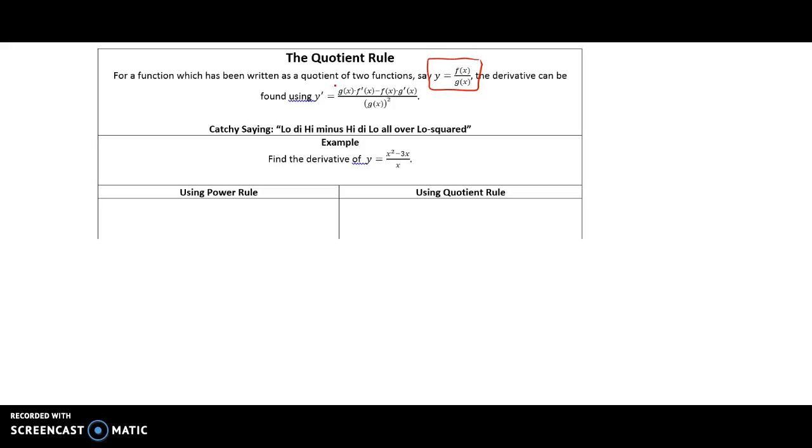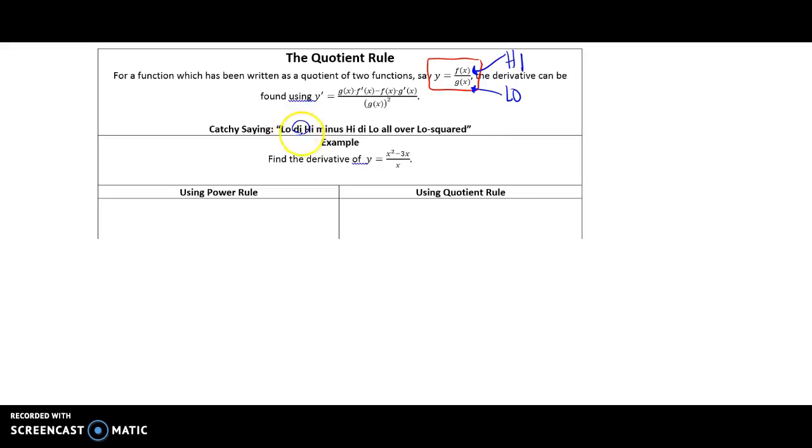The cutesy way of saying this is kind of coming up here to the original function and labeling the function on the bottom as our low function and labeling the function on the top as our high function, high and low. And then this cutesy little saying kind of works out. To find our derivative, we'll do low d high minus high d low all over low squared.